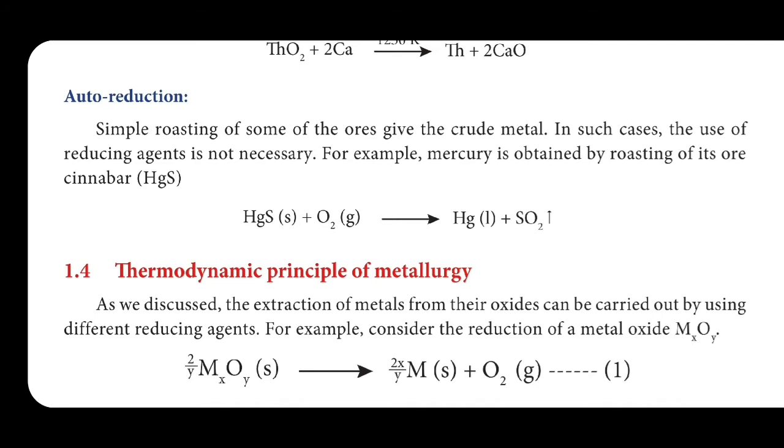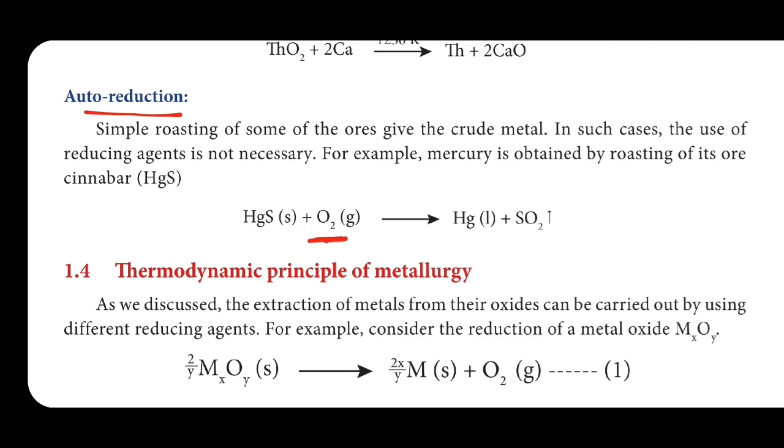Last heading, in reduction of metal oxide, auto reduction. Auto means automatic. Simple roasting. Roasting means what? Heating with the excess of air. In chemistry, heating means react with oxygen. So, roasting means reacting with oxygen.